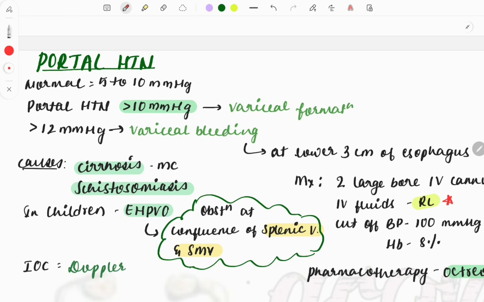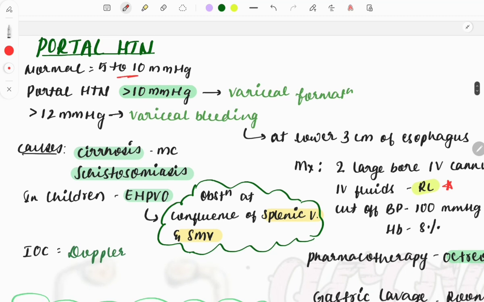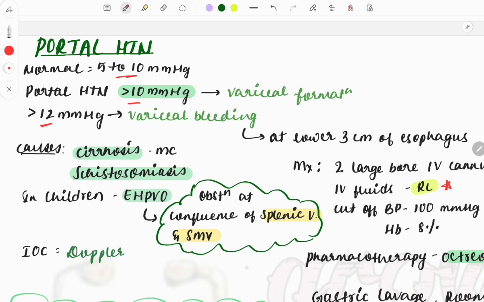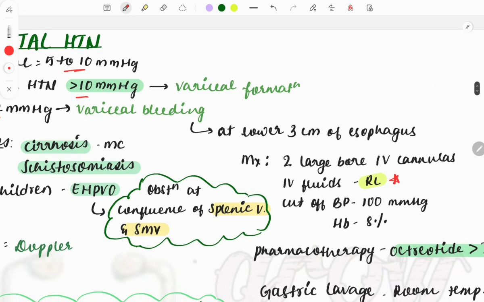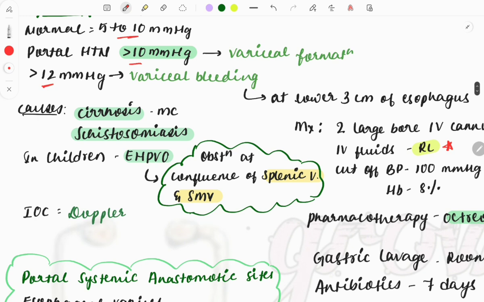So this is the normal blood pressure of the portal vein. When do we call it hypertension? When it goes more than 10 mmHg. Variceal formation occurs at this pressure, and when it exceeds 12 mmHg, variceal bleeding can be seen at the lower third of the esophagus. Then the causes: most common is cirrhosis, whereas schistosomiasis can also be a cause. In children, it is extrahepatic portal vein obstruction, obstruction at the confluence of the splenic vein and the SMV. Okay, the investigation of choice is Doppler.